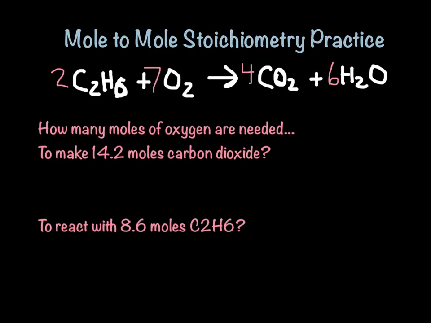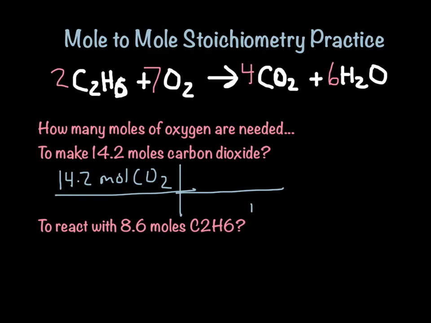And so what we need to do now is make an action line. On the action line, down here on the bottom, we are going to start out with what we're given. It says how many moles of oxygen are needed. That's what I want to know, how many moles of oxygen. So we start out with what we're given, which is 14.2 moles CO2. And then down here we're going to put moles of CO2. And then we go to wherever we want to go now.